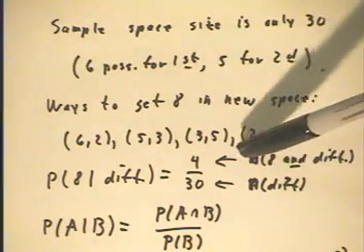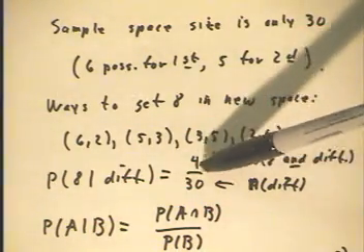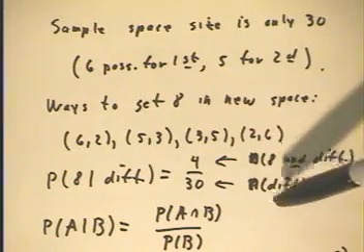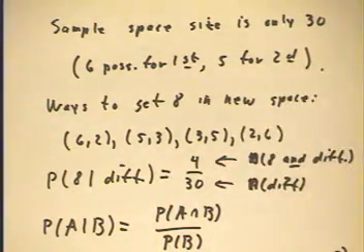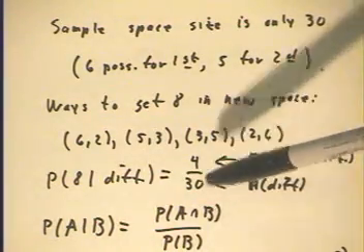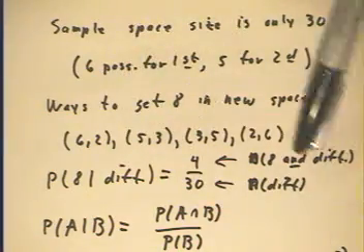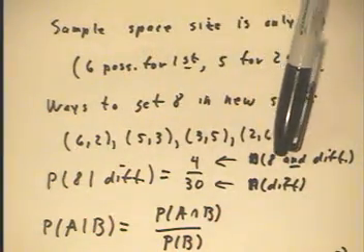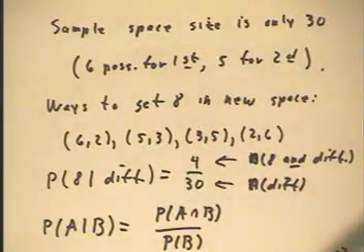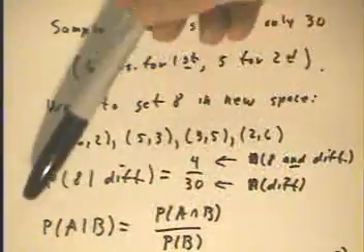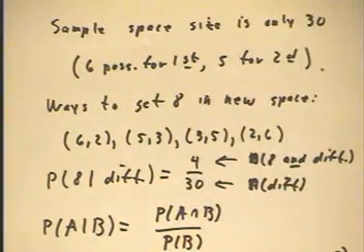Now, this is n of 8 and different. Okay? In other words, there are 4 ways to get 8 and different. There are 30 ways to get 2 different. So we divide the number of 8 and different by the number of different. If this is the probability of A given B, we divide the number of ways to get A and B by the number of ways to get B. And of course, that's what we express here. Probability of A given B is the probability of A and B divided by the probability of B.